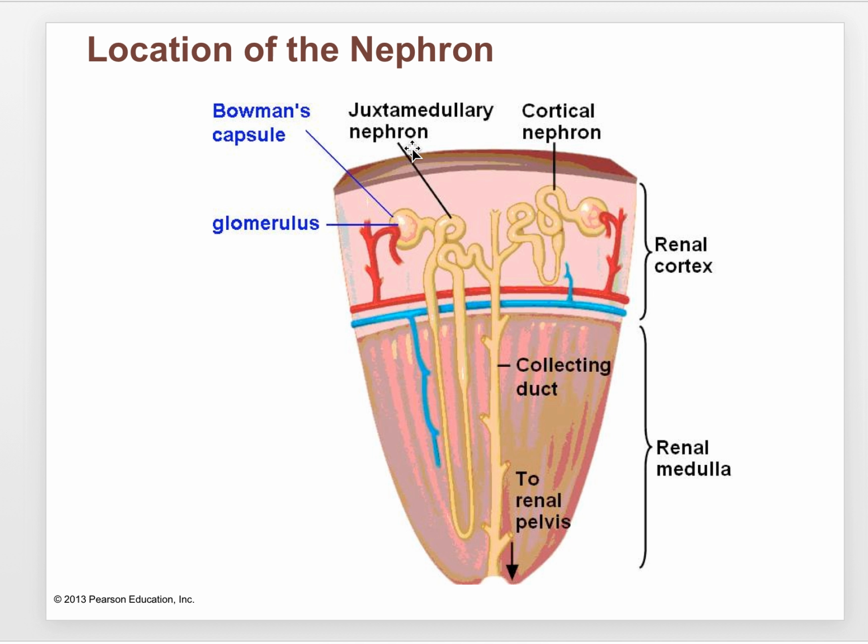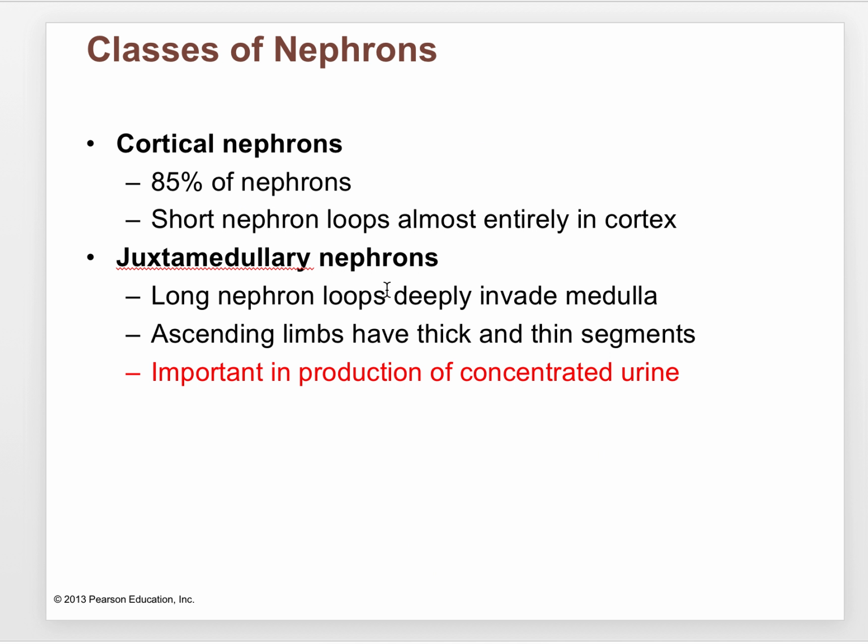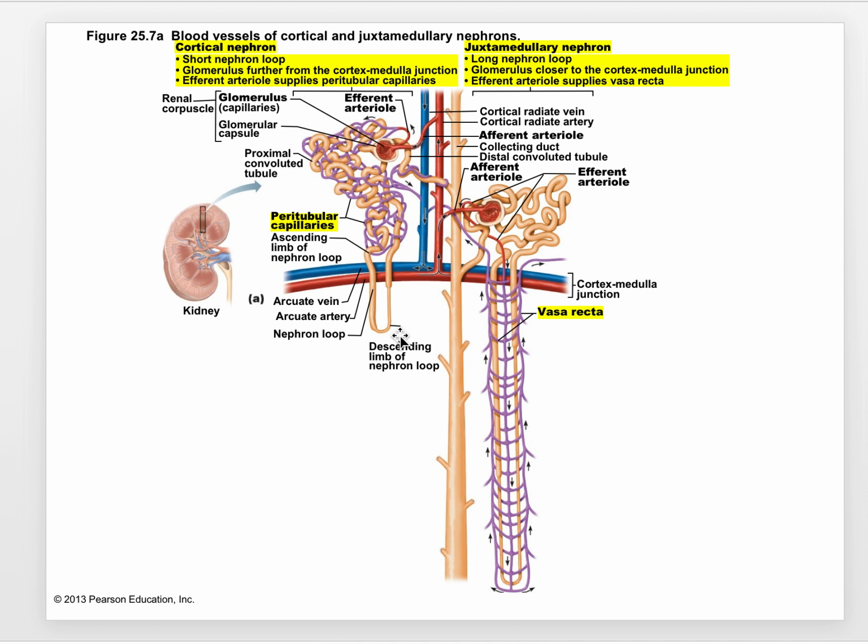The juxtamedullary nephrons are nephrons that go down, penetrating down into the medulla. These are long nephrons that deeply invade the medulla. These descending limbs and ascending limbs are important in the concentration of urine. This shows the cortical nephrons and the juxtamedullary nephrons. The cortical nephrons are all in the cortex, so they're all in the upper part, outer part of the kidney. The juxtamedullary nephrons have these long loops to go down into the medulla.